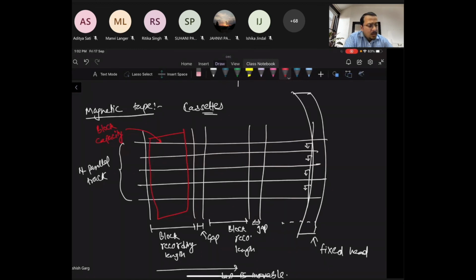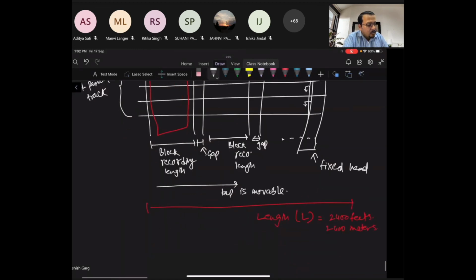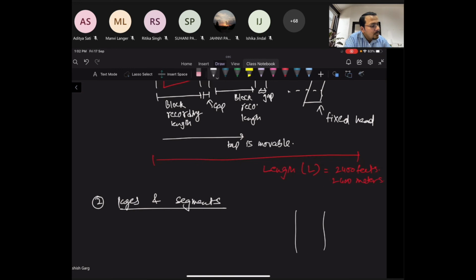Okay, now in memory we have two more things. One is pages and another one is segments. So if we have contiguous memory, let's say this is RAM, then we do not have to make use of pages or segments. But in case some pages go here, some pages go here, some pages go here, then we need to make sure whether this is page number 1, page number 2, page number 3. They cannot be in order also.